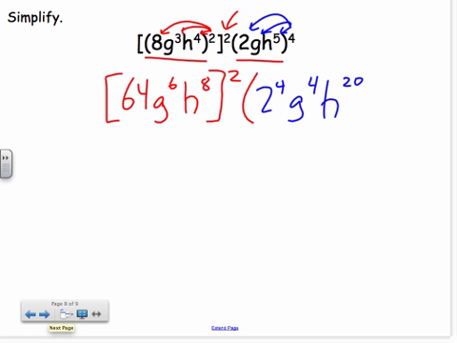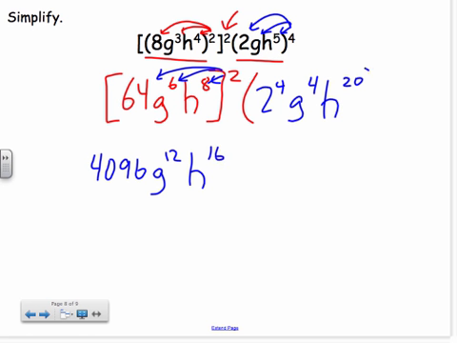So lastly, I still got to distribute this second power here. So we will have to take 64 to the second power, which gives us 4,096, and g to the 6th to the second, so g to the 12th. Remember, we're just multiplying. And distribute that to the 8, so h to the 16th. And this one is already finished out for us, right? We could just take 2 to the 4th, which gives us 16.